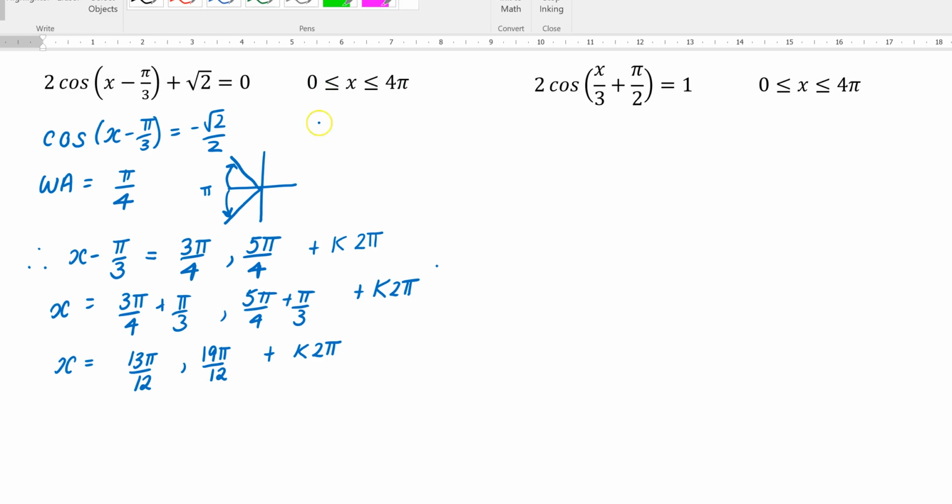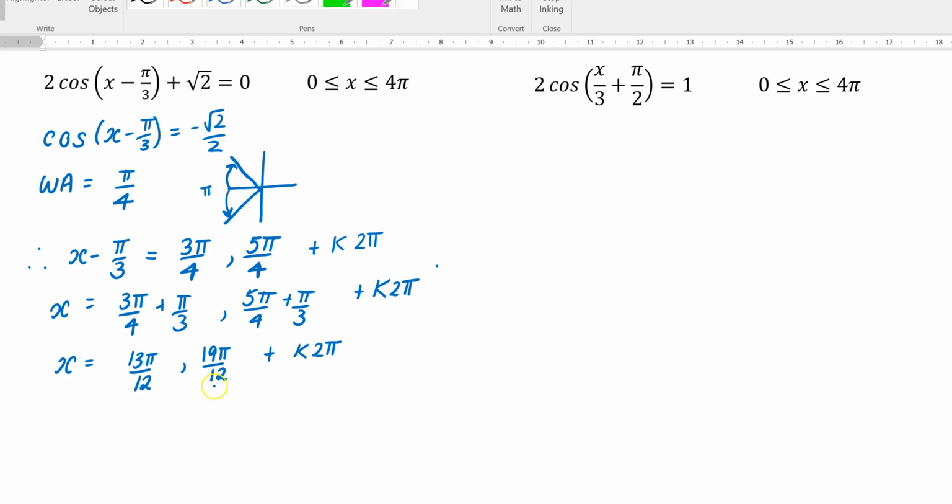And because we know the basic cos graph takes 2 pi to complete one cycle, we would expect that we could get 2 more solutions within 0 to 4 pi. We might not get the fourth, it might be 3 because this has moved the graph over. Anyway, we must check it out.